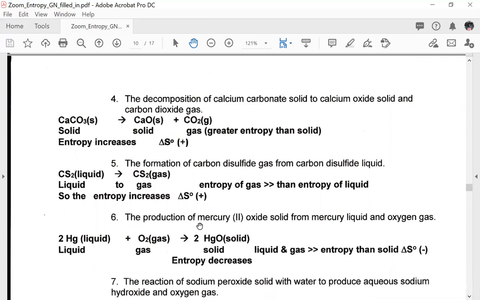So next we have production of mercury 2 oxide solid from mercury liquid and oxygen gas. So here's the liquid mercury, here's the oxygen gas. It's going to form solid. We've got liquid and gas going to solid. Liquid and gas has much more entropy than solid. So we're losing entropy. So we have the delta S at our standard state is negative. Our entropy decreases.